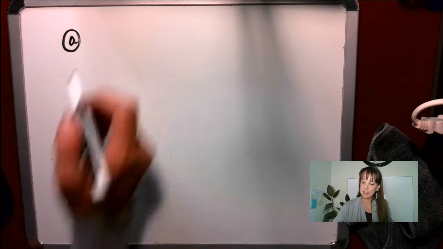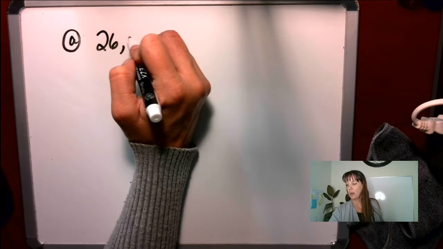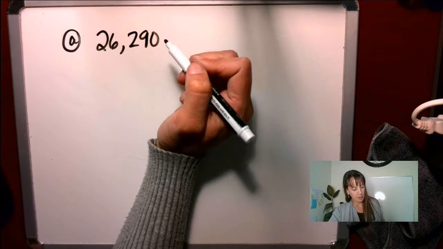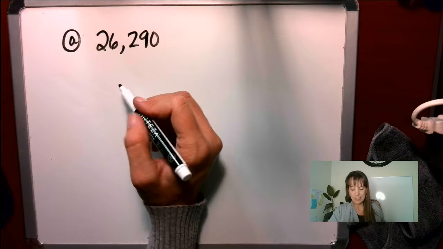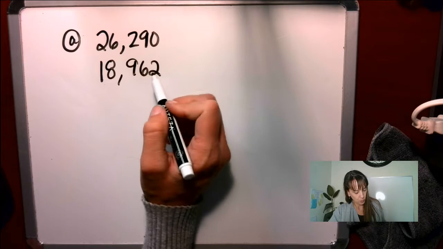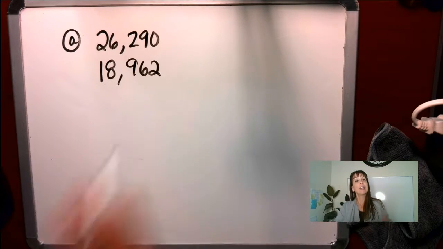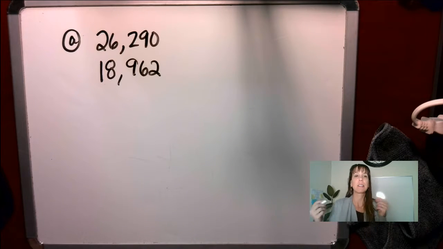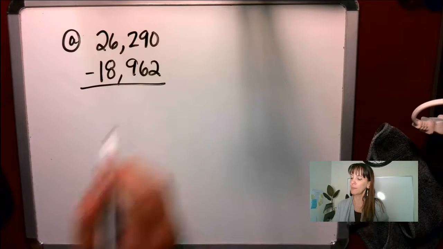A. The population of Castor is 26,290. The population of Weston is 18,962. How many more people live in Castor than live in Weston? Again, we're finding the difference between those two, right? Difference means subtract. We always want to take the larger and subtract the smaller one.